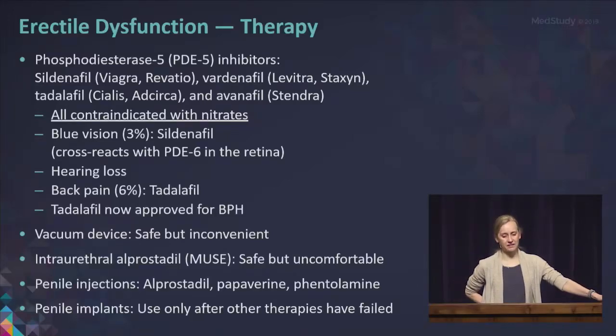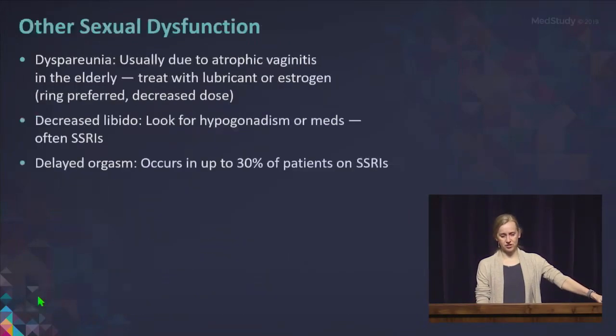Tadalafil causes back pain, and tadalafil is actually having an increasing use for benign prostatic hypertrophy. All of these medicines, or at least sildenafil, and I think most of them at this point, are also used for pulmonary artery hypertension in different doses. There are other options, though, for patients who can't take the PDE5 inhibitors. One of them is the vacuum device, which is safe but inconvenient and doesn't always work. There's intraurethral alprostadil, which is safe but obviously uncomfortable, along with the penile injections. And then finally, there are penile implants, which you should really only use after all the other therapies have failed, just because of the risks of surgery.